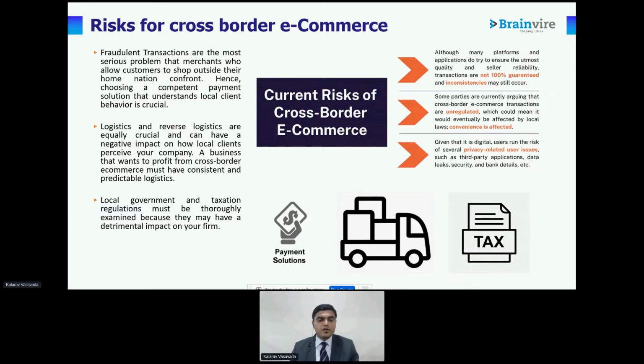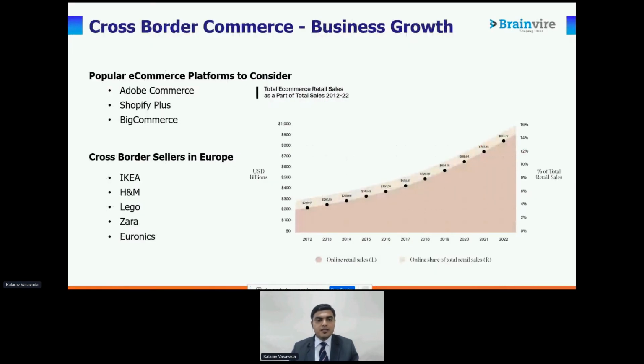So across border countries, when you are selling your product, you should have a proper mechanism for how you can get that back and what charges are applicable. You have to be ready to bear those charges because you cannot rely on your customers for all those charges. And yes, local government and taxation regulations are a very crucial part, because you cannot sell any of your product to any country without proper permissions and everything. You need to have a proper understanding of taxation.